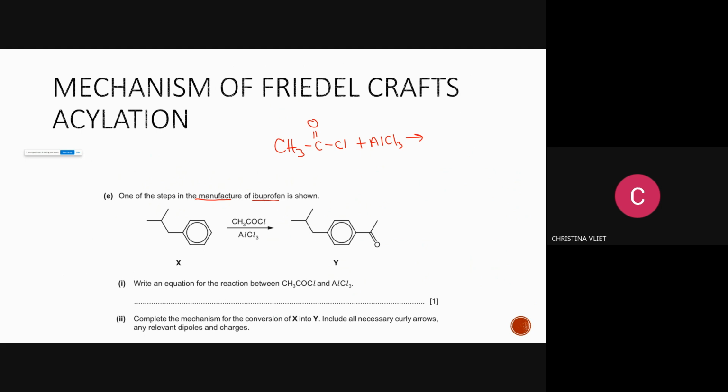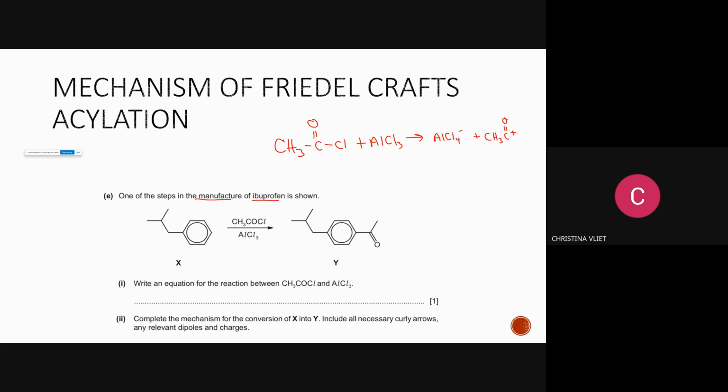What is AlCl3 always going to do? It's going to steal what? It's going to steal a chlorine. So you end up with AlCl4 that has a minus charge. And then what would the other product be? If this loses its chlorine, what charge would this carbon have? Would you agree that it would be positive?